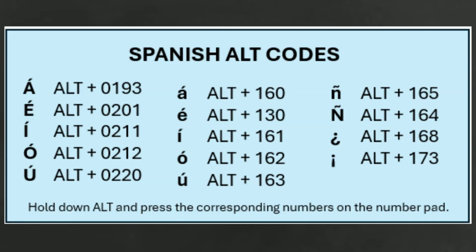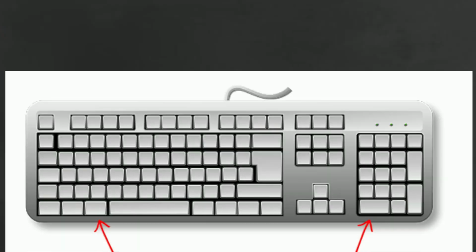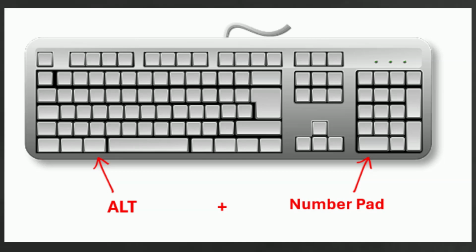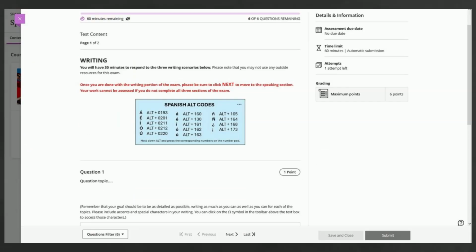We've included a list of alt codes used to type Spanish accents. To use these, hold down the Alt key and type the corresponding number from the keypad on the right-hand side of your computer's keyboard. And once you're done with the writing section, click Next at the bottom of the page to move to the speaking portion of the exam.